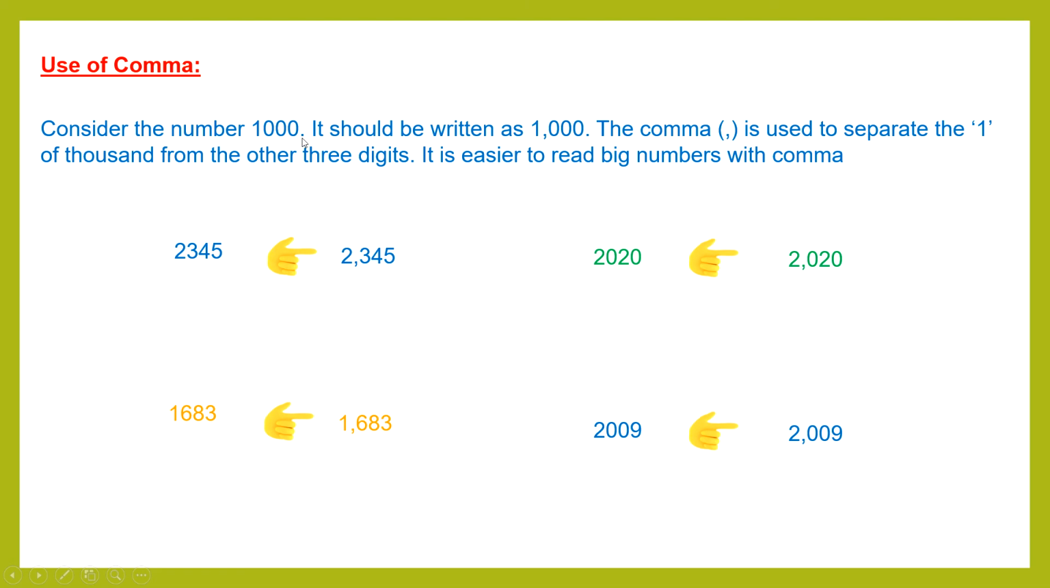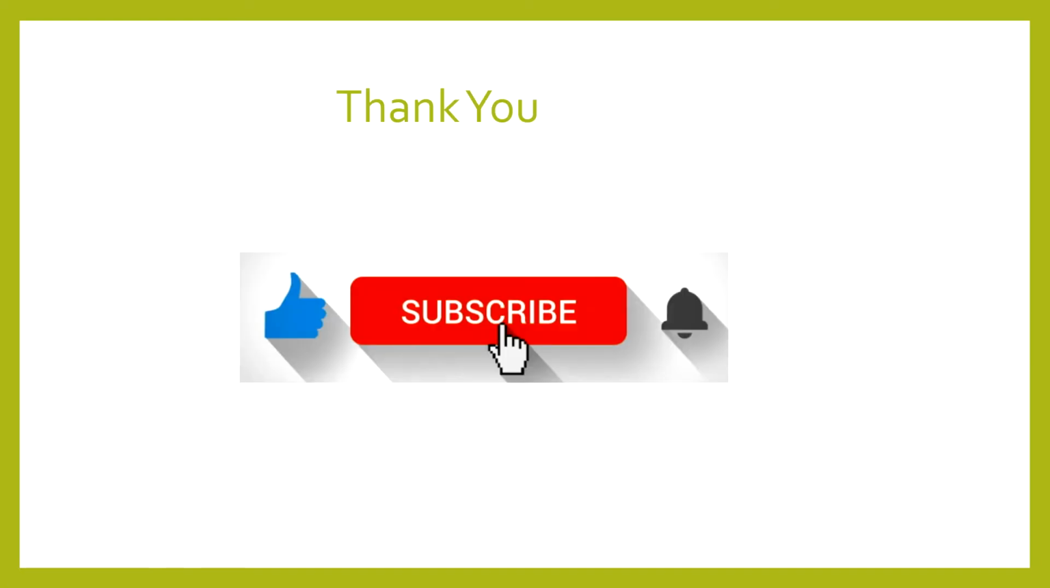So considering the number 1000, it should be written this way. The comma is used to separate the one of the thousands from the other 3 digits. It is easier to read big numbers with commas. Okay, so we have shown some 4-digit examples. So keeping a comma makes it easy to read the numbers. So always make use of commas.